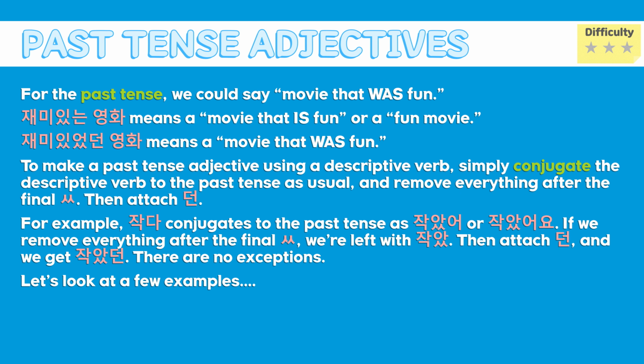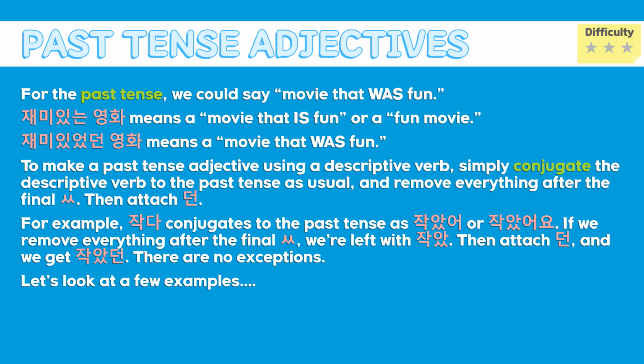For the past tense, we could say movie that was fun. 재미있는 영화 means a movie that is fun or a fun movie. 재미있었던 영화 means a movie that was fun. To make a past tense adjective using a descriptive verb, simply conjugate the descriptive verb to the past tense as usual and remove everything after the final double 시옷.